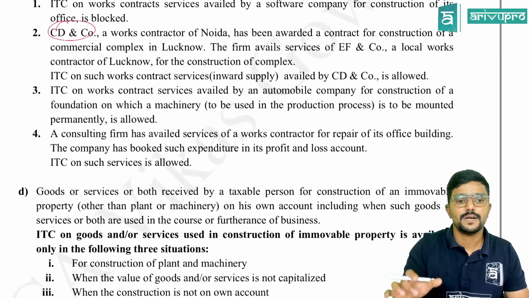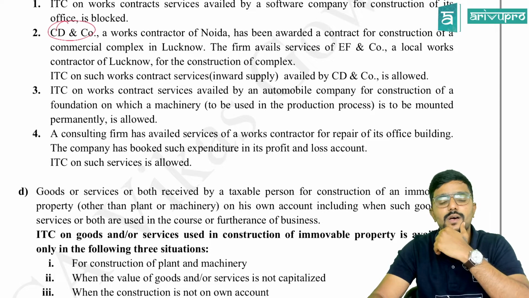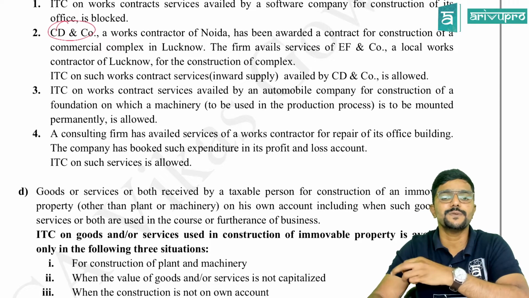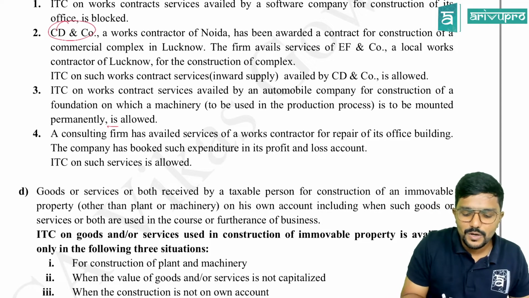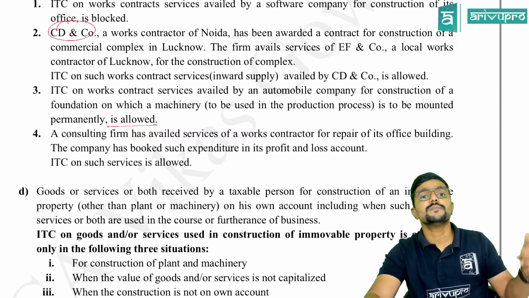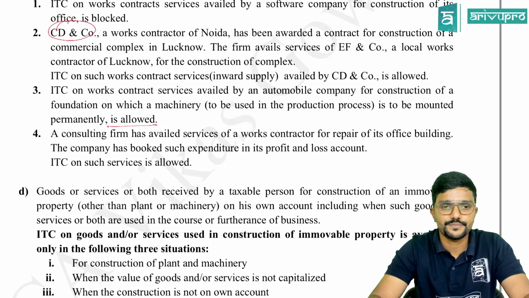Next, third one. ITC on the works contract service availed by an automobile company for construction of a foundation on which machinery to be used in the production process is to be mounted is allowed, because they are taking works contract services for what purpose? For plant and machinery. Credit is allowed.